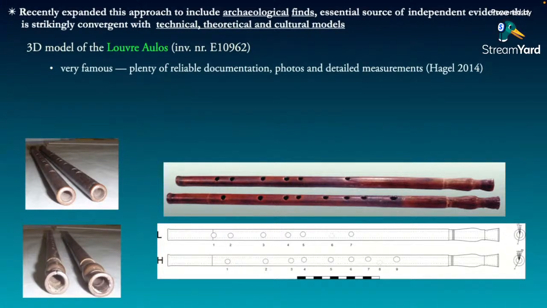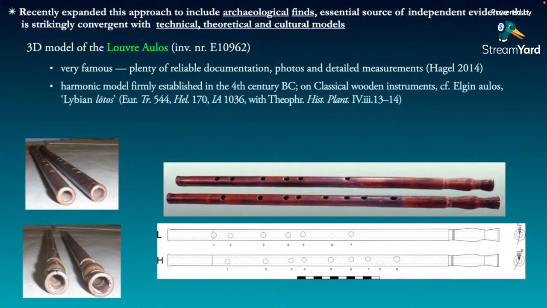These pipes were probably produced in Greco-Roman Egypt, and their design reflects a harmonic model which was firmly established in the 4th century BC. For instance, classical poets, including Euripides, also mentioned it, as well as technical sources, obviously. It's often called Libyan lotos, referring to a particular type of African wood that was employed to produce these instruments, as an alternative to ivory or bones.